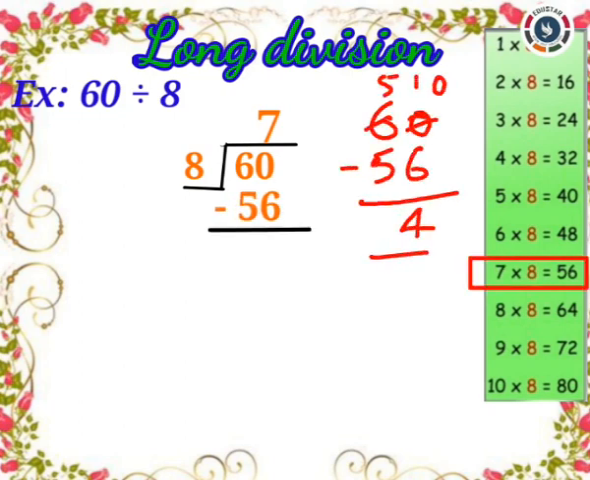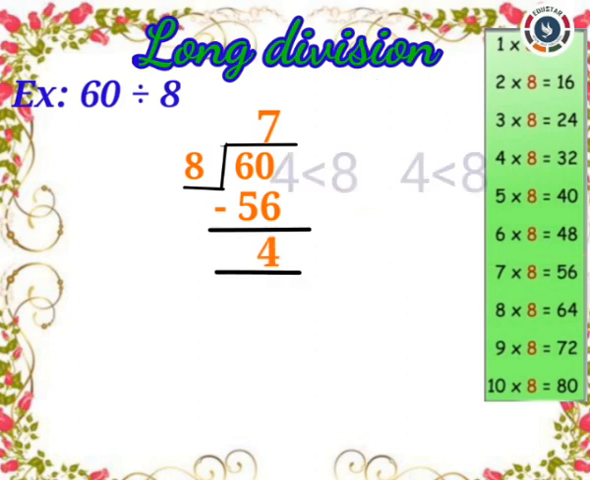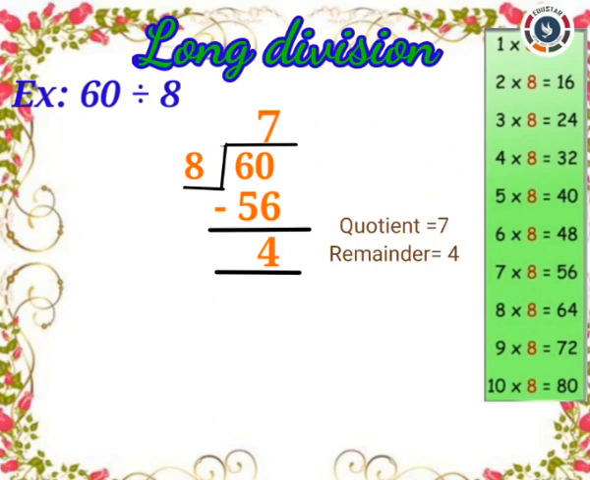Subtract 56 from 60. We got 4. Here, this remainder 4 is less than the divisor 8. So the answer is quotient is equal to 7 and the remainder is equal to 4.